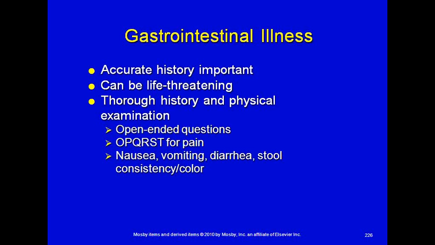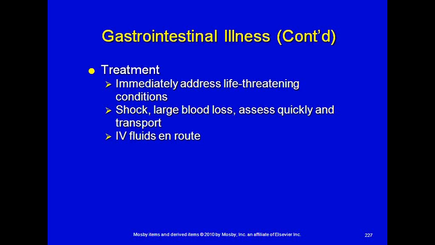Gastrointestinal illness. Getting an acute history is important. Gastrointestinal illnesses can be life-threatening. They can lead to sepsis. So get a thorough history and physical exam. Ask open-ended questions. If there's any sort of pain, using the OPQRST as a mechanism to assess for pain is important. If they've got nausea, vomiting, and diarrhea, certainly ask them about their diarrhea. How frequently is it occurring? What's its consistency? What's its color? Is there any noticeable blood?